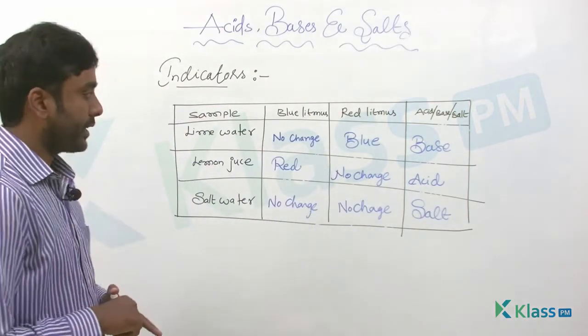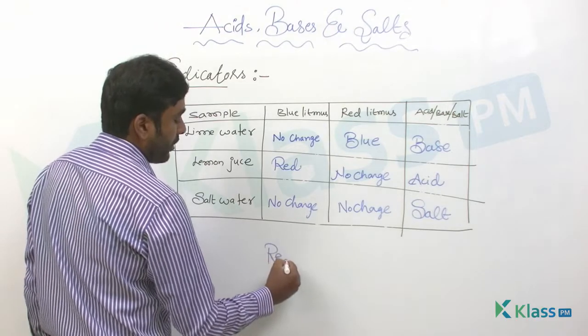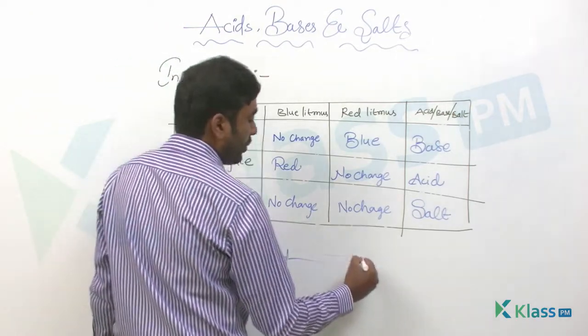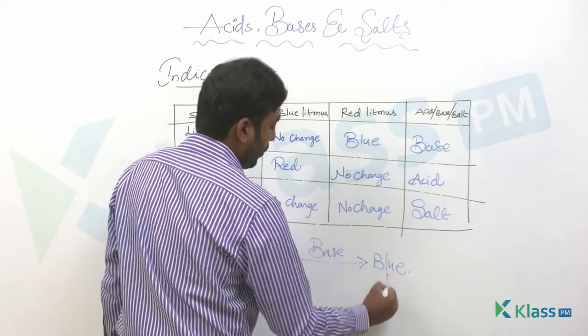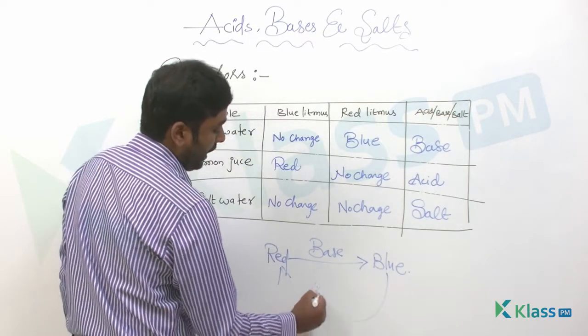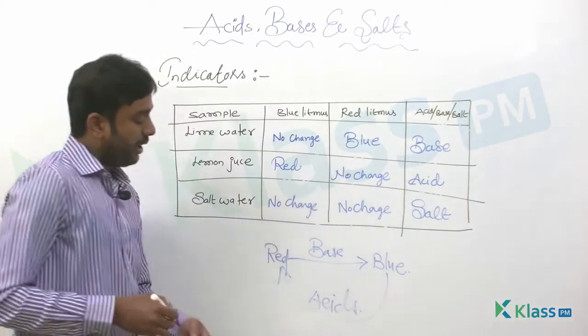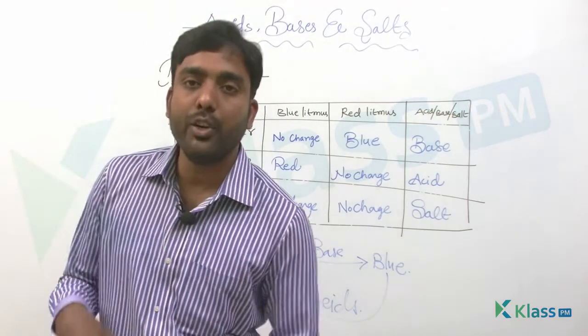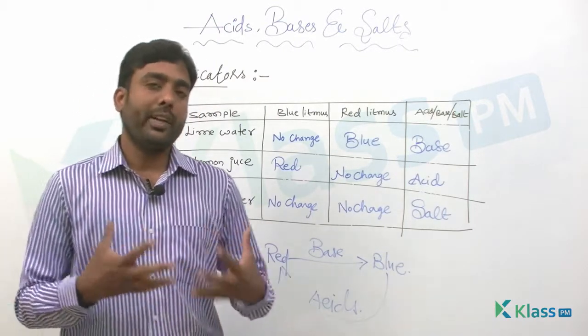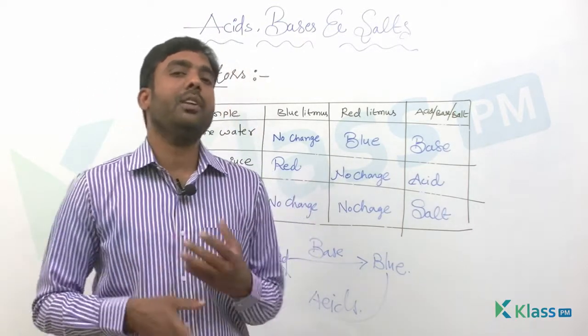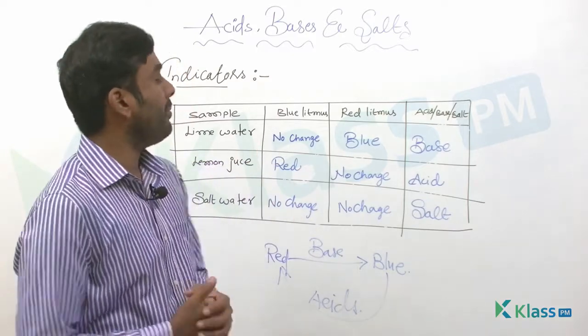And above all, I can conclude that red litmus changes to blue by bases. Blue litmus changes to red by acids. This is the way it works to identify whether the given substance is acid, base or salt. So in the next class we will discuss some other natural indicators apart from litmus paper.